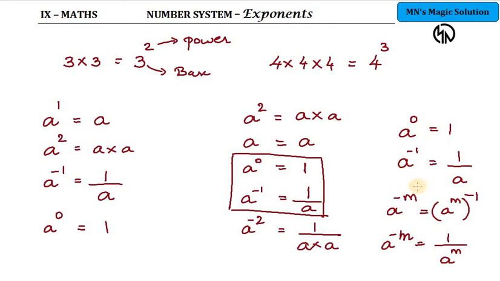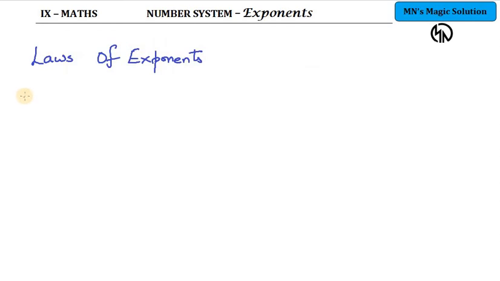Now let's go on to the next set of formulas, which are called the laws of exponents. So the first law is a power m into a power n is equal to a power m plus n. See, here the bases are the same, there is a multiplication sign in between, and the powers are different. So when the bases are the same and you have a multiplication to be done, then the powers are added. So this is one of the laws.